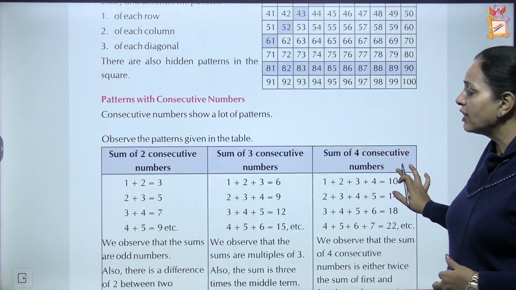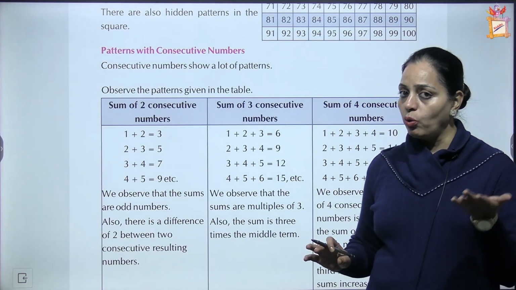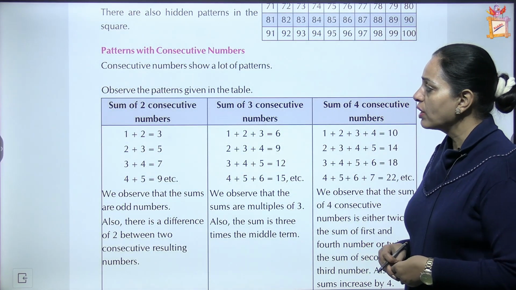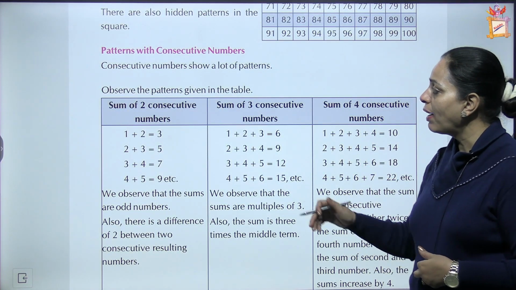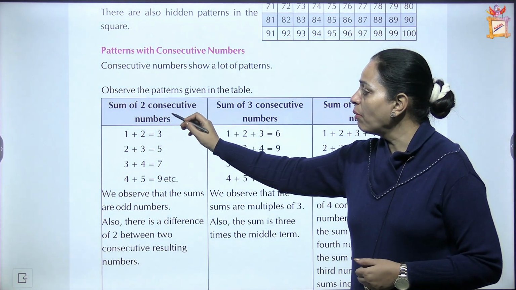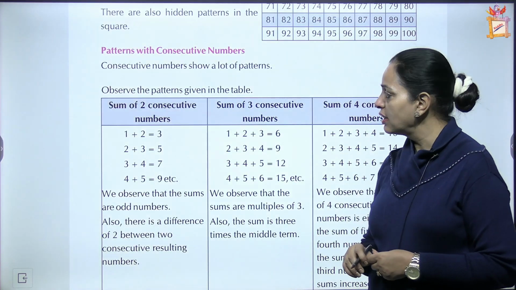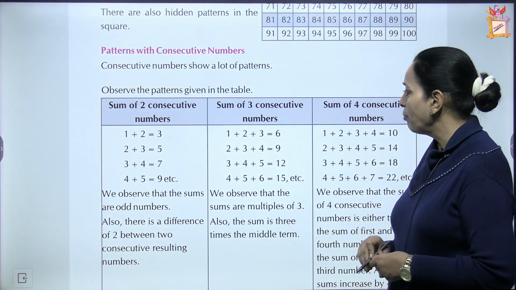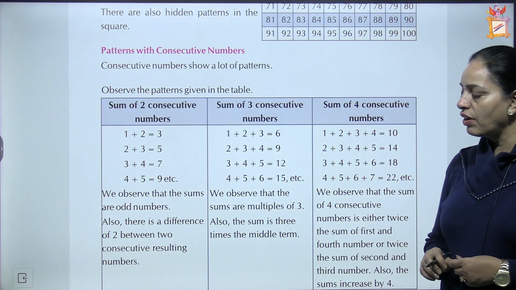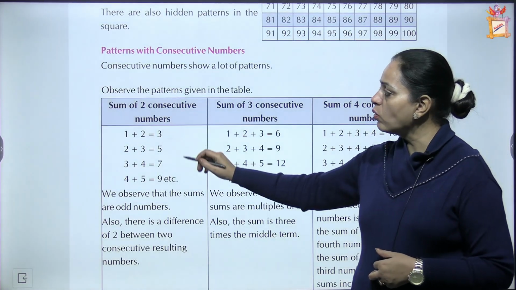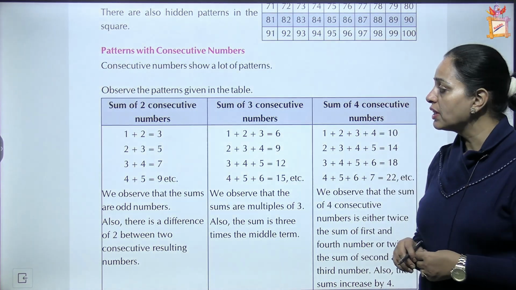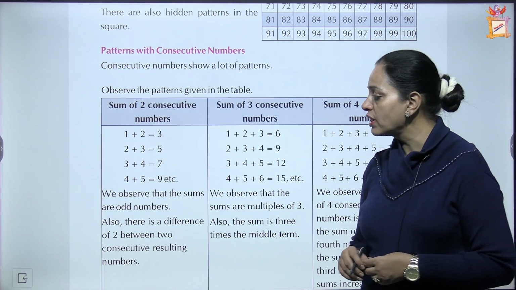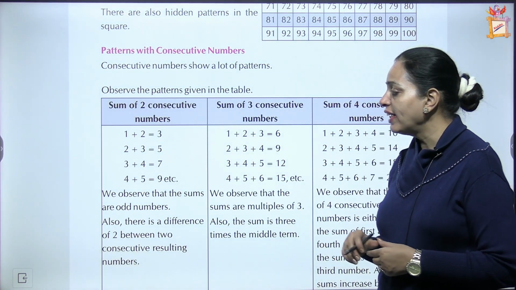Now patterns with consecutive numbers means जो एक के बाद एक आते हैं. So consecutive numbers show a lot of patterns like this. Observe the patterns given in the table. Sum of two consecutive numbers, sum of 3 consecutive numbers and sum of 4 consecutive numbers. First we are talking about the sum of 2 consecutive numbers like 1 plus 2 is 3, 2 plus 3 is 5, 3 plus 4 is 7, 4 plus 5 is 9, etc.